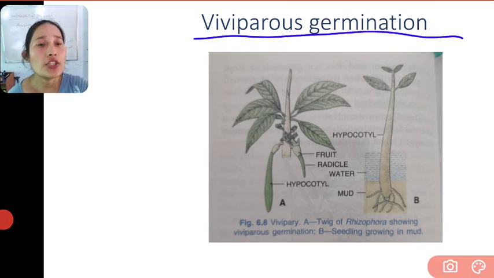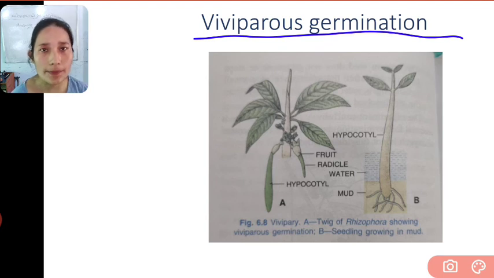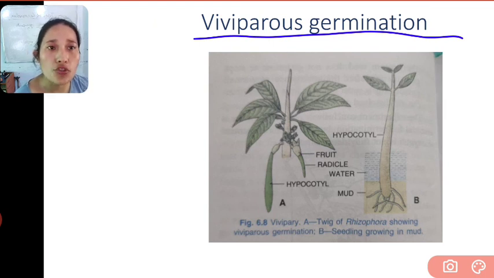Okay, now this kind of germination usually takes place in mangrove plants. Mangrove plants are shrubs which generally grow in saline water which consists of a large amount of salt. Okay, Sundarban region, you have heard about the Sundarban forest, right? In those regions you find mangrove trees. One of the examples of mangrove trees is Rhizophora, and it shows viviparous germination.